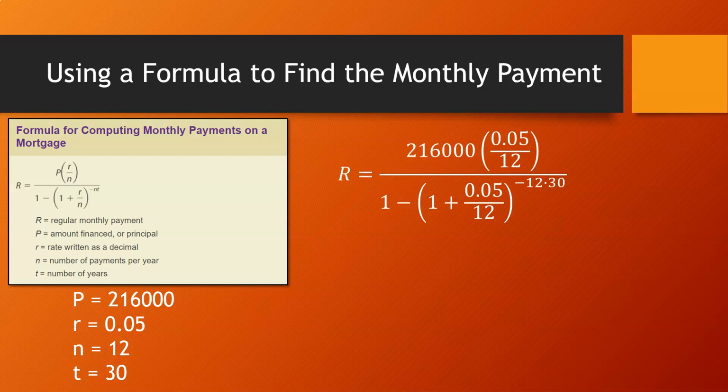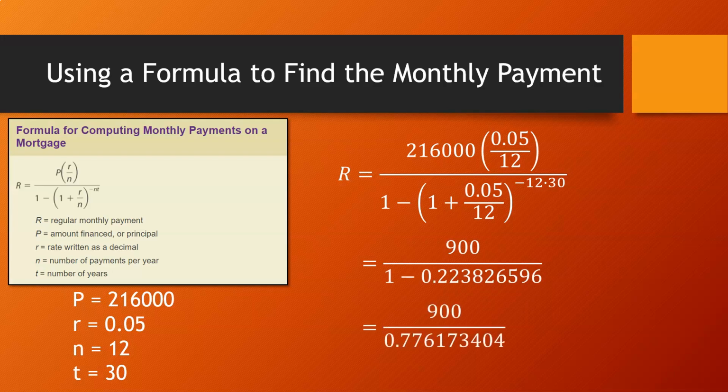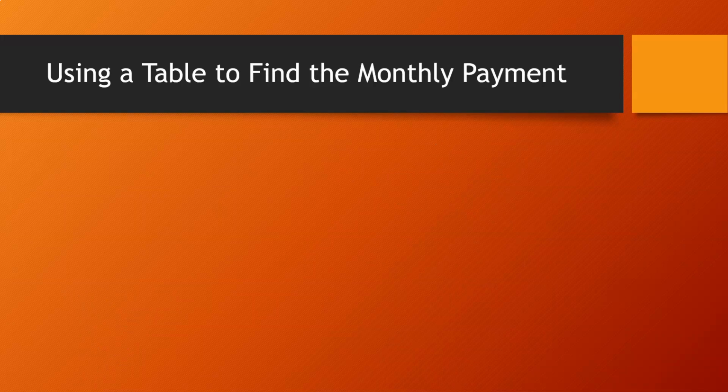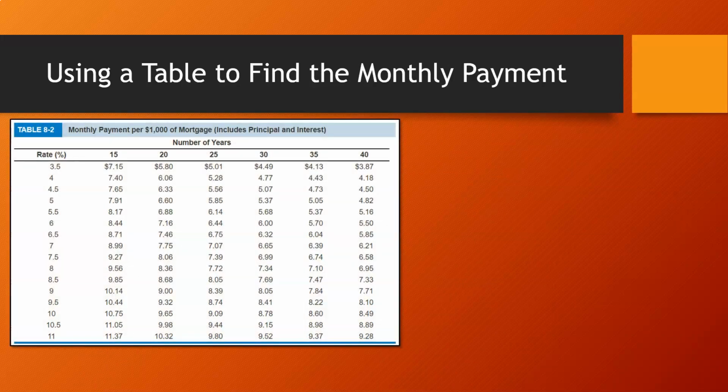Now, putting those numbers in the formula gives us something rather complicated, and we'll have to be very careful in using a calculator to evaluate this. But once we do all the steps, and we hang on to all those decimal points until the end, and then finally round at the last step, we get a monthly mortgage payment of $1,159.53.